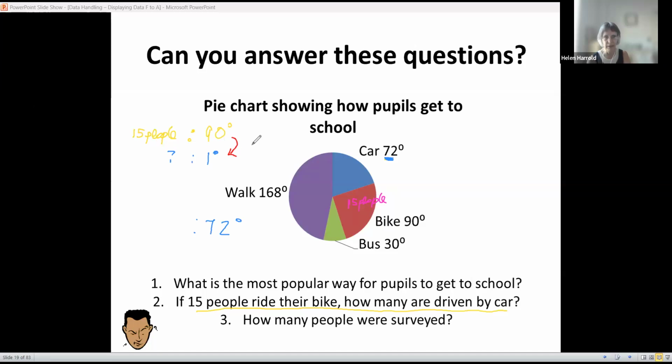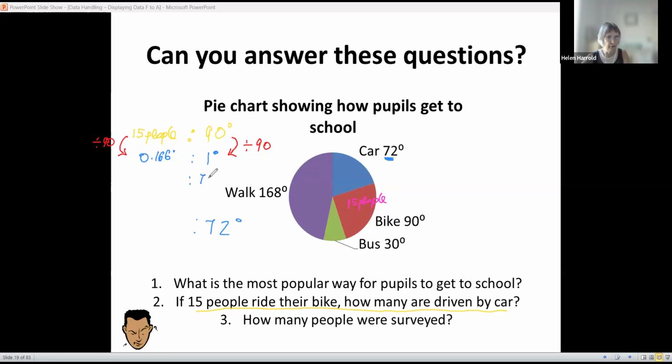So to get from there to there, I divide by 90, because I'm trying to work out what 1 degree is. It's a bit like anything you do in algebra, you've got to do the same thing to both sides. So I've got to divide this by 90. So if I do 15 divided by 90, what do I get? I get 0.166, it's recurring.